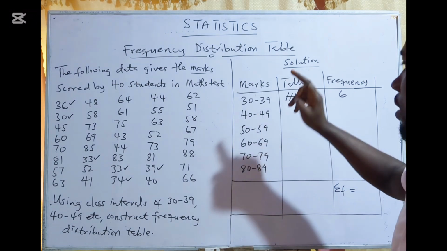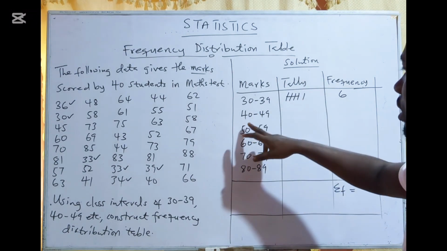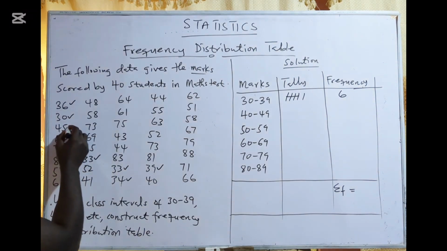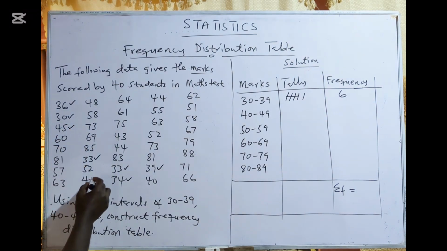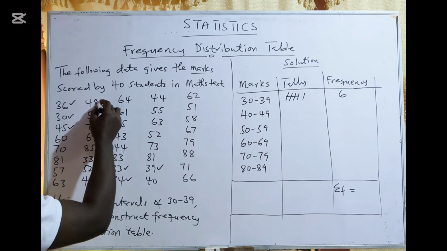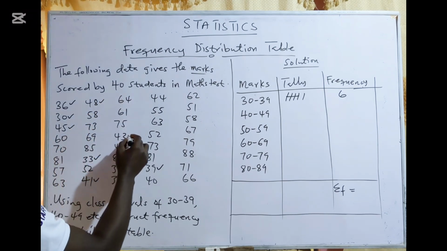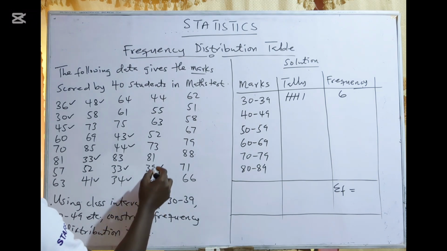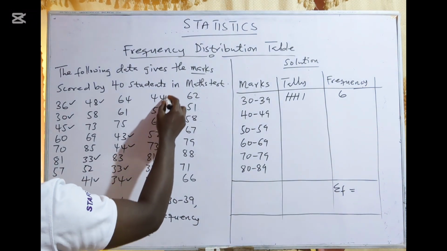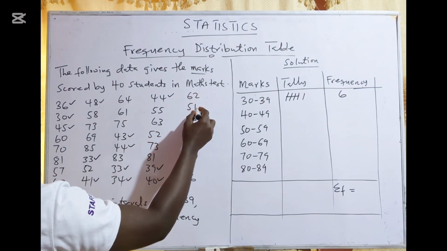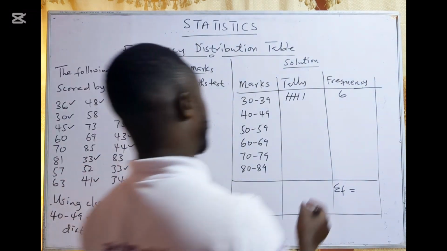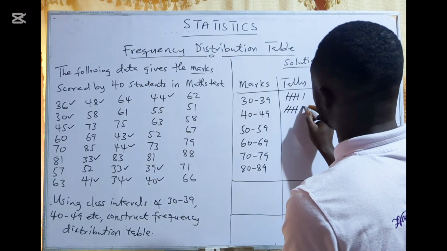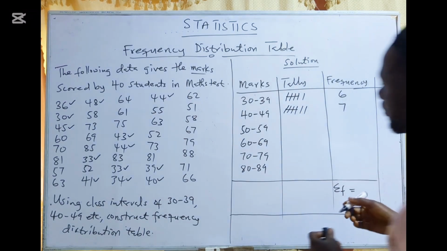Now there's one class interval, another class interval, and so on. So let's come to 40 to 49. The 40s: 1, 2, 3, 4, 5, 6, 7. I think 7. So in this class interval, I have 7: 1, 2, 3, 4, 5, 6, 7. So 7.